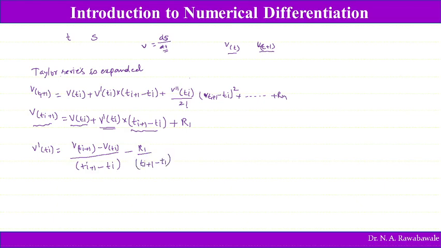This is ti, not t1. So first, v of ti was transferred to the left hand side and subtracted, then R1 was also transferred, giving minus R1, and the term in multiplication is brought into the denominator. So this first term is the first order approximation, and the remaining term is the truncation error.